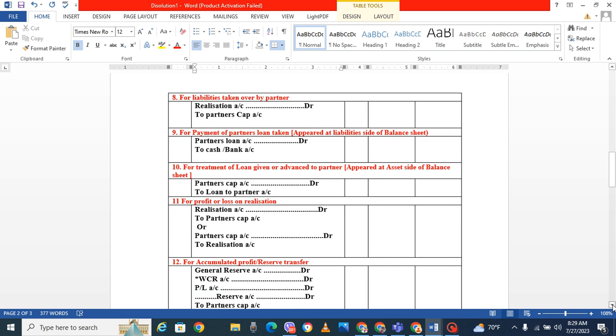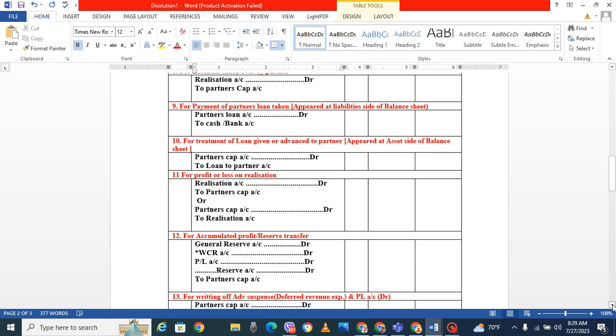So similarly, there might be a loan given to partners in the asset side of the balance sheet. For the loan or advance given to the partner, we have to debit the partner's capital and credit the respective partner's loan account. Actually, the loan advance to the partner is subject to be received, so we have adjusted that amount through his capital account. That means the partner's capital account will be debited and the respective partner's loan account will be credited.